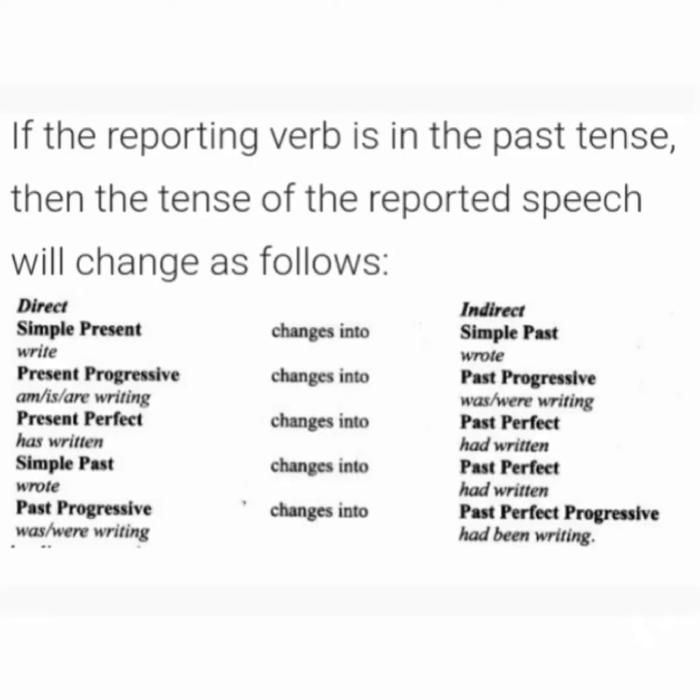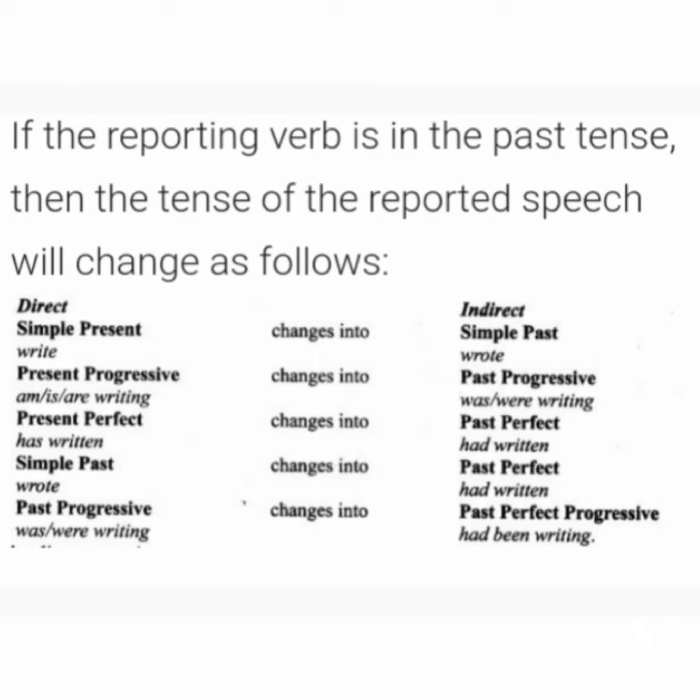Now the most important thing we have to look into when there is a change into indirect speech: if the reporting verb is in the past tense, then the tense of the reported speech will change as follows. For example, when we change from simple present to simple past, if we have written something like write, it will change into wrote. In present progressive tense, it will change into past progressive tense. Am, is, are writing will change into was or were writing.